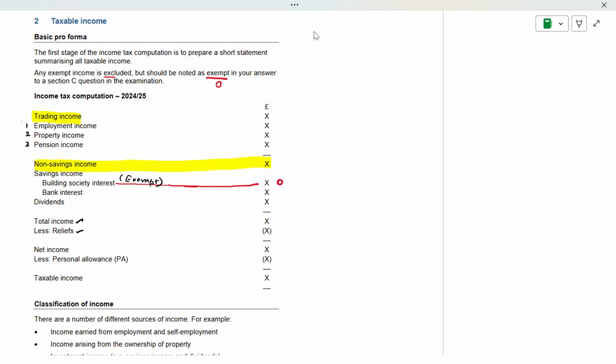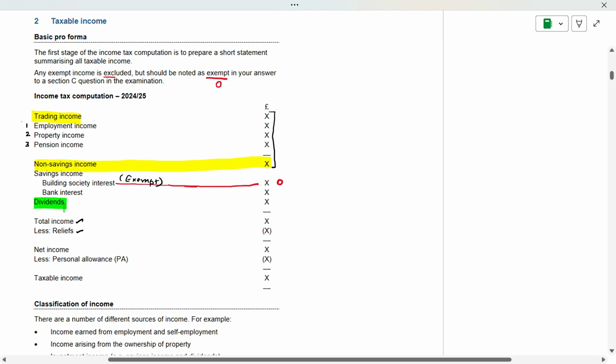This is going to be the non-savings income. This is the first segment. Then you will have the savings income. Then you will have the dividends income. Okay, there are three things. I will put them in different colors. Then you will have the dividend income, and then the savings income.